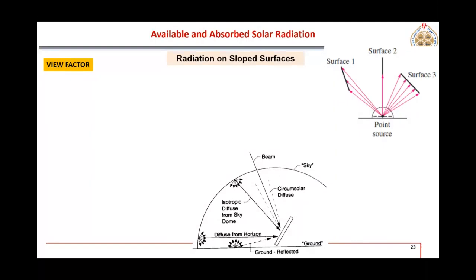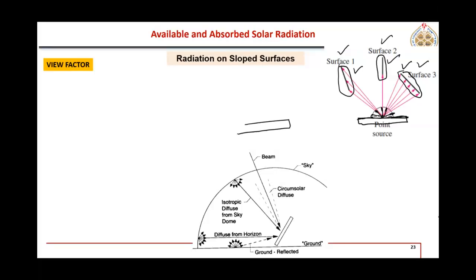So for example, this is a surface which is emitting radiation in every direction. Okay. Now you see three different surfaces in its surrounding. Now every surface will intercept different radiation because every surface has its own orientation, which is different from each other, and also with respect to this source, their orientation is different.